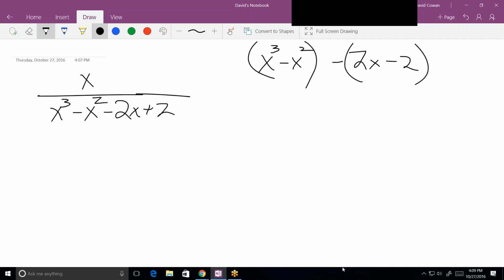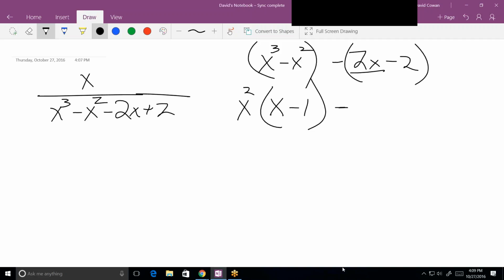Now, what's the greatest common factor in these two terms here? X squared is the greatest common factor for the first one, x minus 1. And over here, what can I factor out? Negative 1? A 2. So minus 1. Oh, a 2, sorry. A positive 2 is what I'm going to divide.